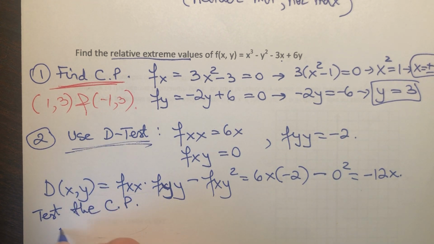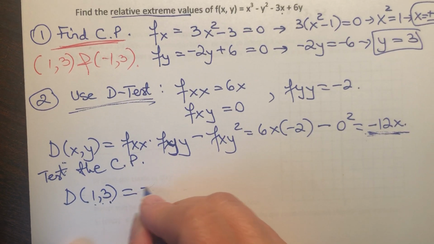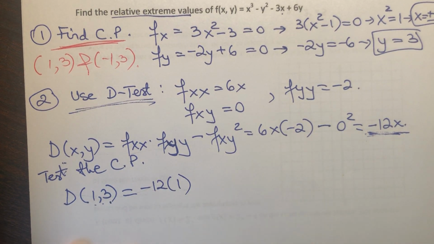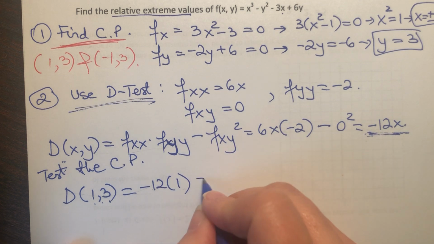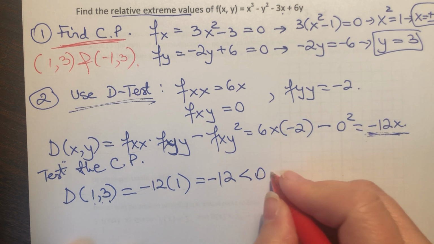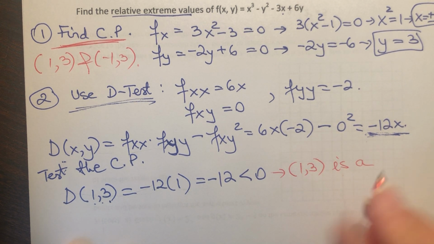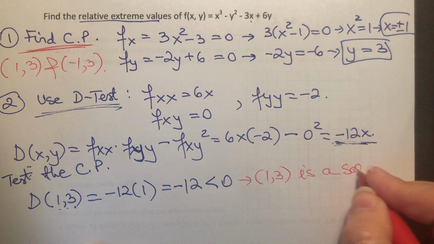So plug one of them at a time into the d function. Well, this d is a negative 12x. When I plug in 1, 3, negative 12 times 1 for x, that's it. That's all there is to plug in, just an x. That's a negative 12, right? Which is a negative value. So that simply means that what? This point that we found, 1, 3, is a saddle point, not a min nor a max.